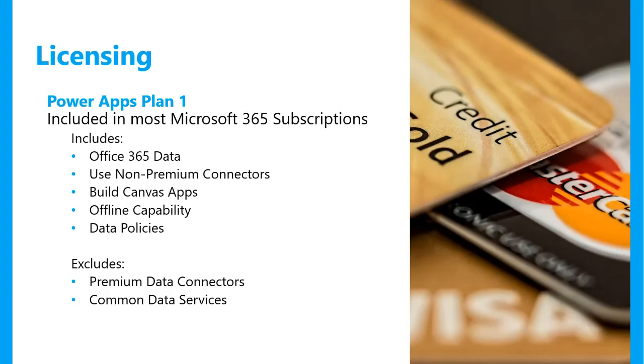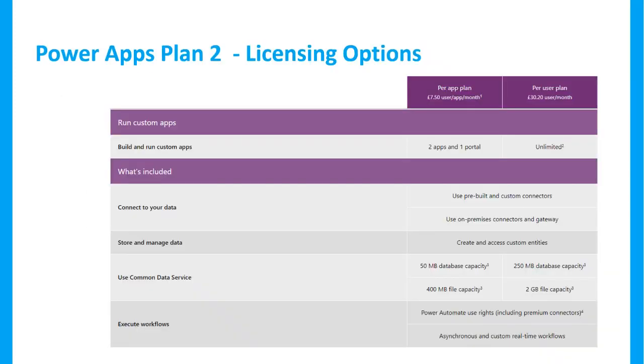We've got data policies, so we can do things like making sure that data doesn't fall into the wrong hands. But again, this is excluding some of the premium features like the premium data connectors that we were mentioning before, as well as the common data service. The common data service, which is this database and pre-built lists and data sets in the background, isn't included with this particular plan.